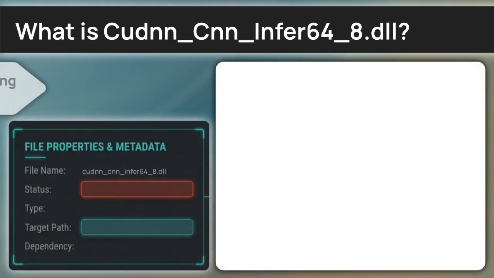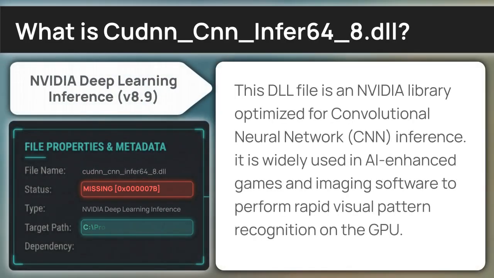This DLL file is an NVIDIA library optimized for Convolutional Neural Network, CNN inference. It is widely used in AI-enhanced games and imaging software to perform rapid visual pattern recognition on the GPU. Now that the background is clear, let's walk through the actual installation steps.